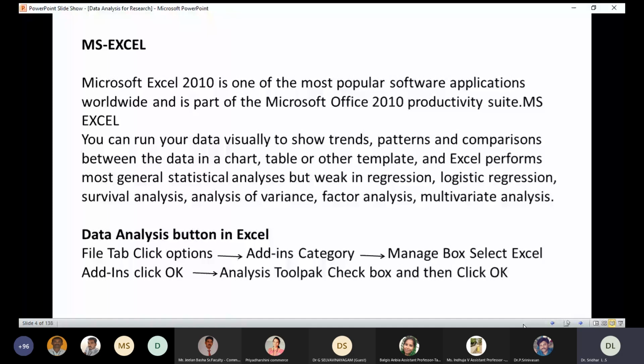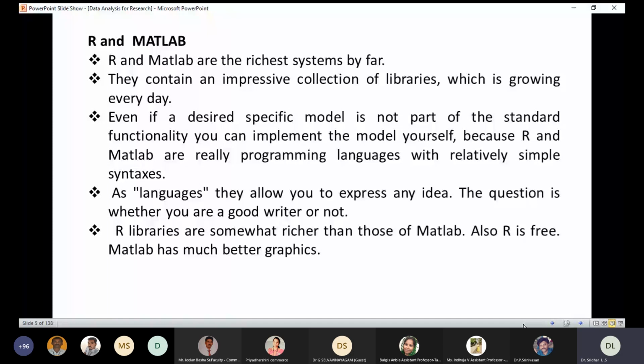And the next is R and MATLAB. What are R and MATLAB? R is an impressive collection of libraries which people are using as open source, because the community supports open source. They don't want to depend on one software, because you are aware of open-source operating systems as well. People are advocating that you cannot depend on the paid versions. You need to learn open source. There is a community who supports that.